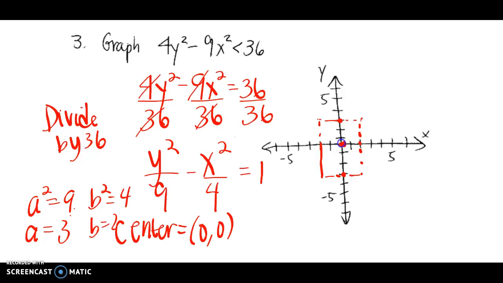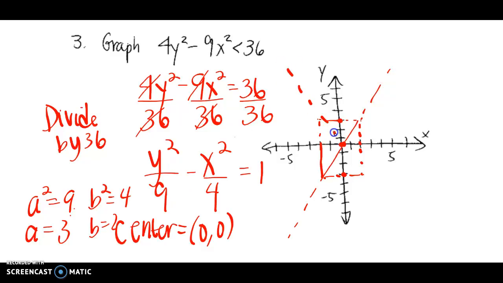So here's my center. Go up 3 and down 3, and from there go this way 2 and this way 2. These bounce 3 in the Y direction because the 9 is under the Y, and 2 left and right from there. Okay, and then it is going up and down. Yes, it's going up and down.